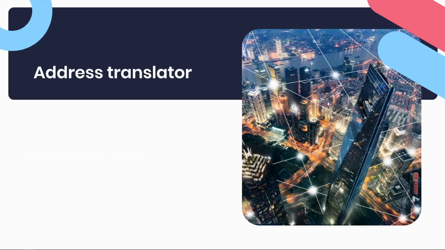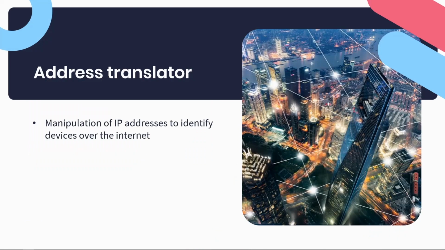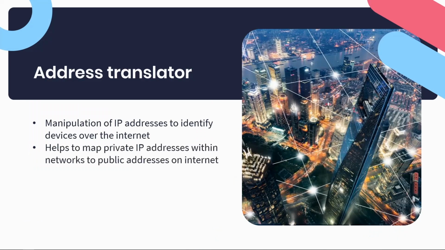Address translator refers to the manipulation of IP addresses to identify devices over the internet. It helps to map private IP addresses within networks to public addresses that are routable over the internet. This system is often referred to as Network Address Translator, NAT. Something worth looking at a bit closer, which we will do next.